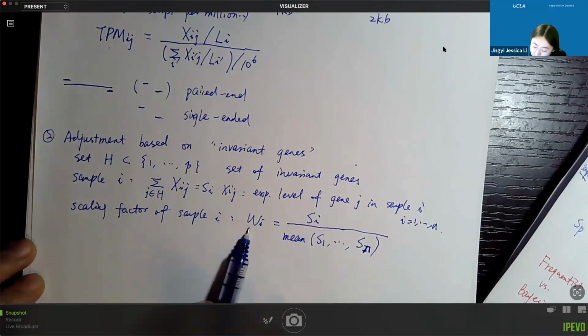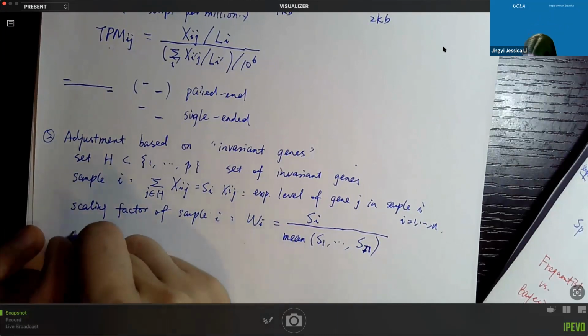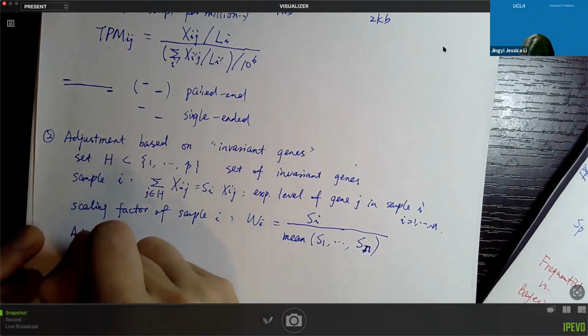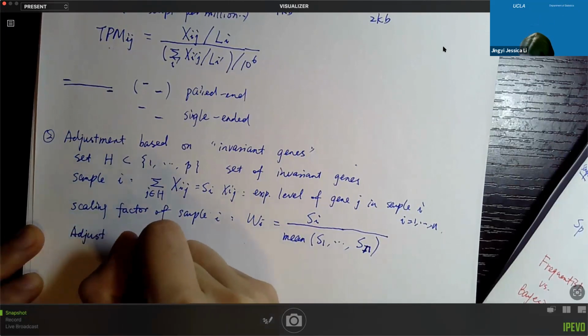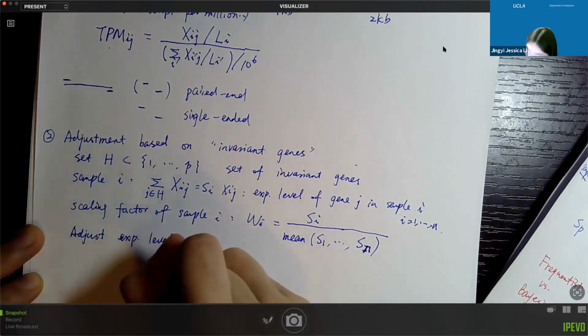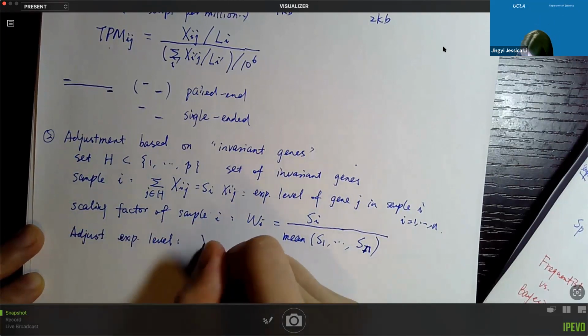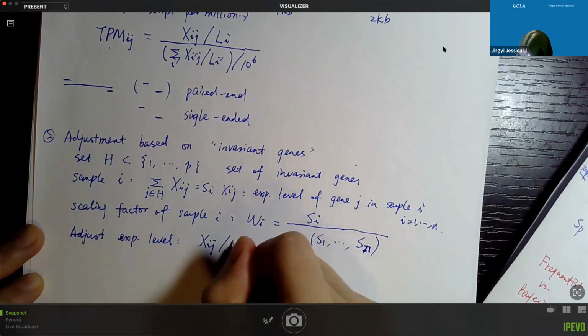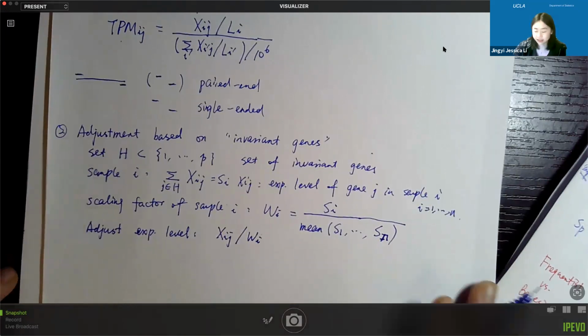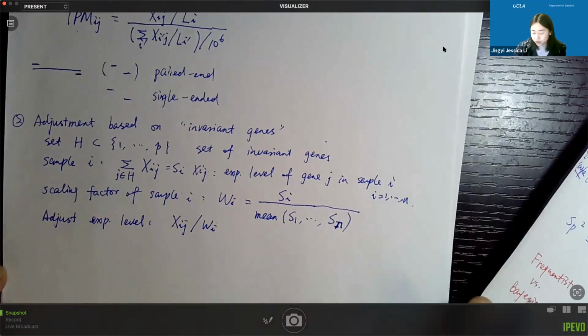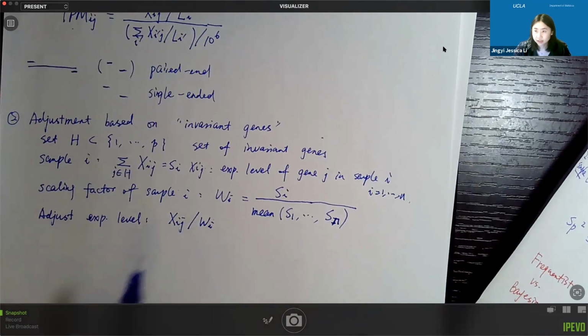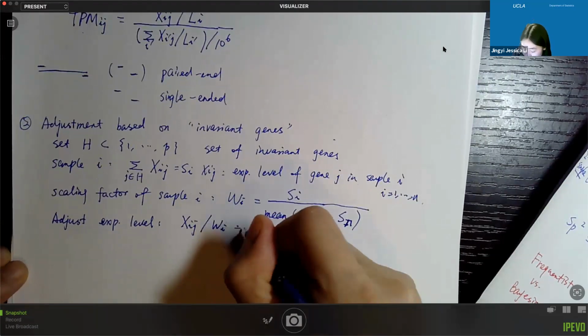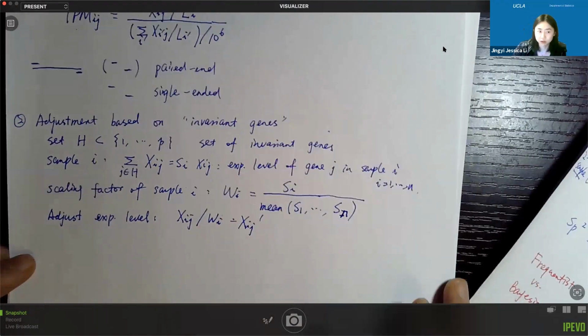So therefore, based on this definition, the adjusted expression level would just be equal to Xij divided by Wi. You can see that this makes sense because when Wi is greater than 1, you divide it, and you will make the values smaller. If Wi is less than 1, you divide it, and you will make the value greater. So that would be the adjusted value, and we can call this Xij prime for the new value.